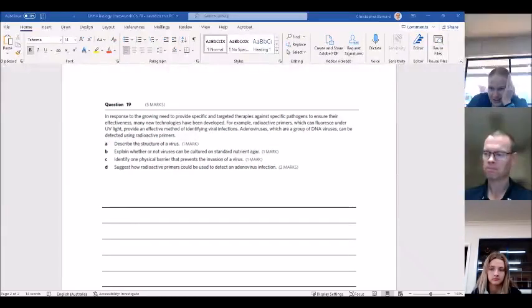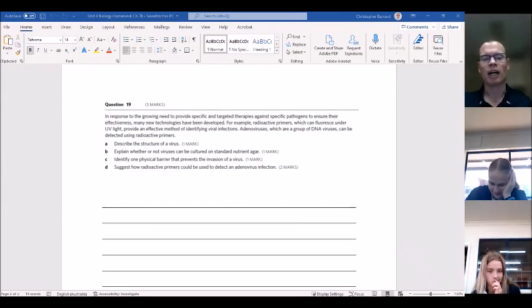Translation. No, it's an artificial process that we use. PCR. PCR, yeah. So the polymerase chain reaction. So remember with the polymerase chain reaction, can you remember the steps of PCR?